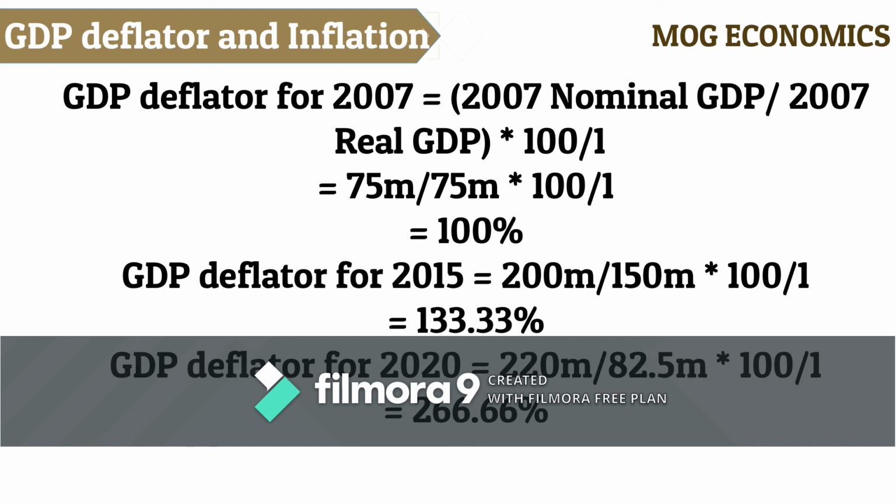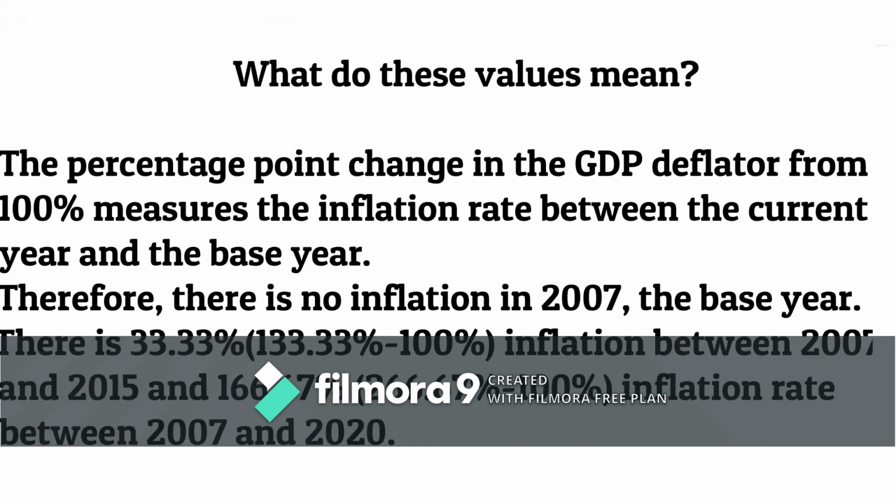GDP deflator in 2015 equals 133.33%. GDP deflator for 2020 in the same vein equals 220 million naira divided by 82.5 million naira times 100 over 1, which is equal to 266.66%. What do these values mean?